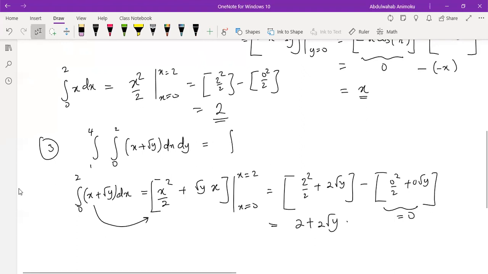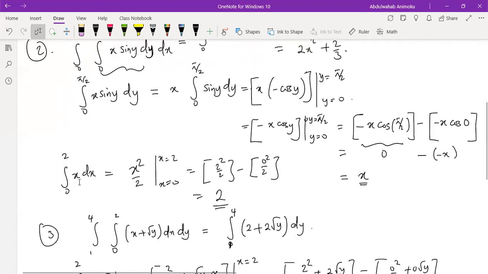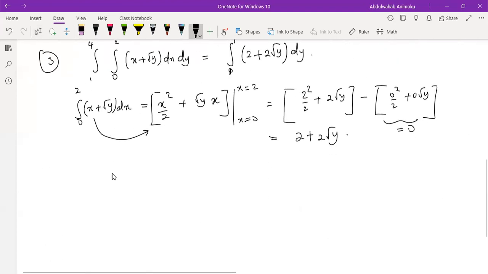Now we need to just substitute it back into the problem. So we have 1 to 4, integral of what? 2 plus 2 root y, right? dy. So dy is what is remaining. Now, let's just quickly finish the problem here. 2 plus 2 root y dy. So this is just, again, very simple to evaluate. It is a polynomial integration.